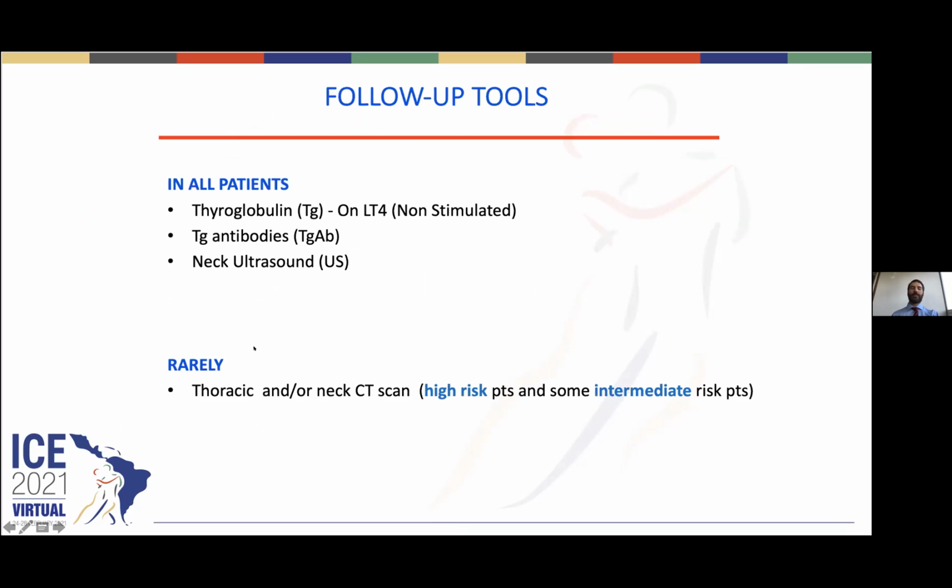Other imaging will be done rarely, and some indications for making them are the following. We could use thoracic or neck CT scan in patients with high risk of recurrence and in some patients with intermediate risk of recurrence. Fluorodeoxyglucose PET CT scan should be done in some high-risk patients or in patients who have increasing thyroglobulin or thyroglobulin antibodies, and in whom this increase is relevant.